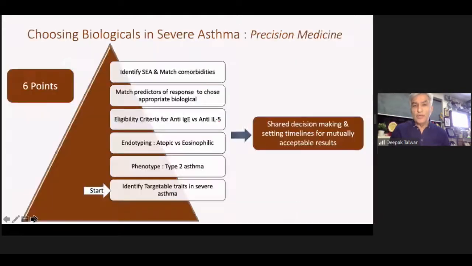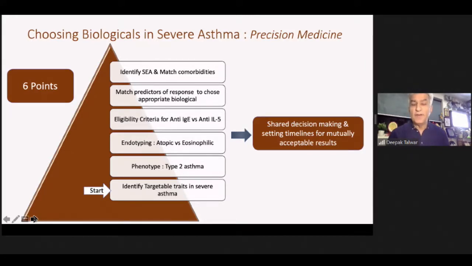So to choose one of these 3, you need to identify the important touch points in the management of these severe asthma patients, which require precision medicine. So you start with identifying the treatable targets for these patients, that is, do we have those targets or those traits in your patient which can be treated with the help of biologics.